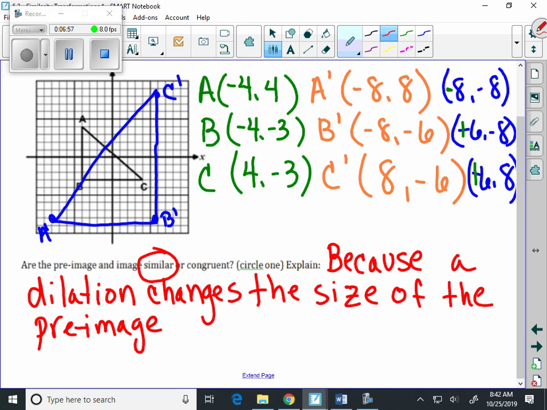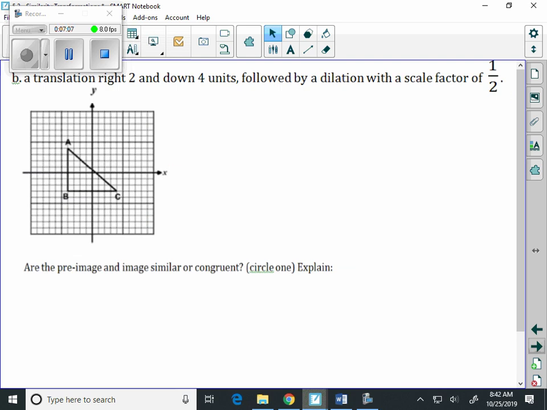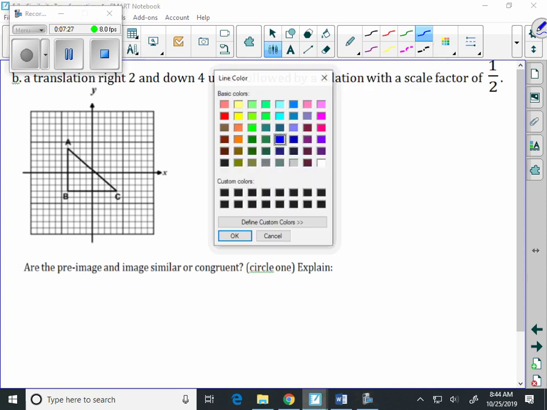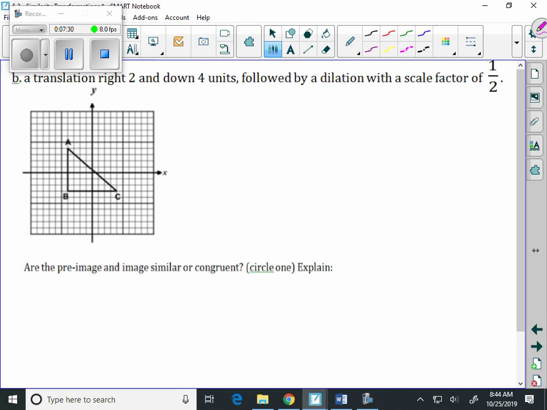If the size changes, then the figures are similar. So let's try another one. A translation, right 2 and down 4, followed by a dilation with a scale factor of 1/2. Let's move this triangle here, right 2 and down 4 for starters. Go in order of the list of the transformations.